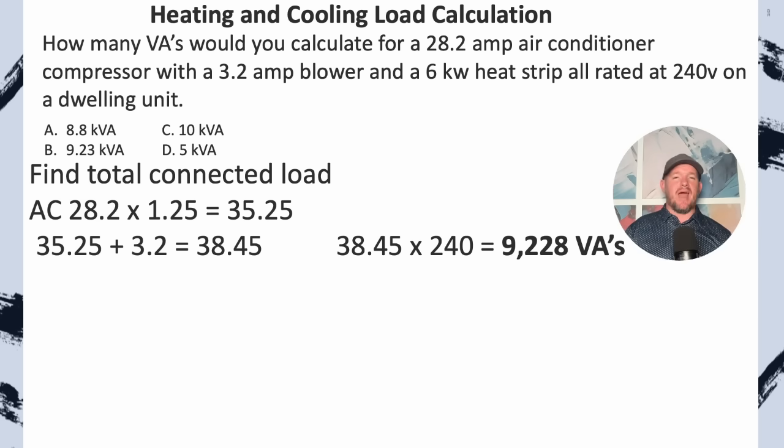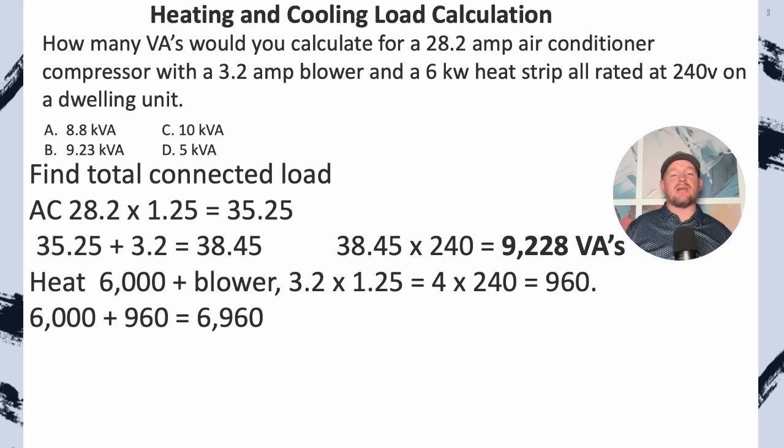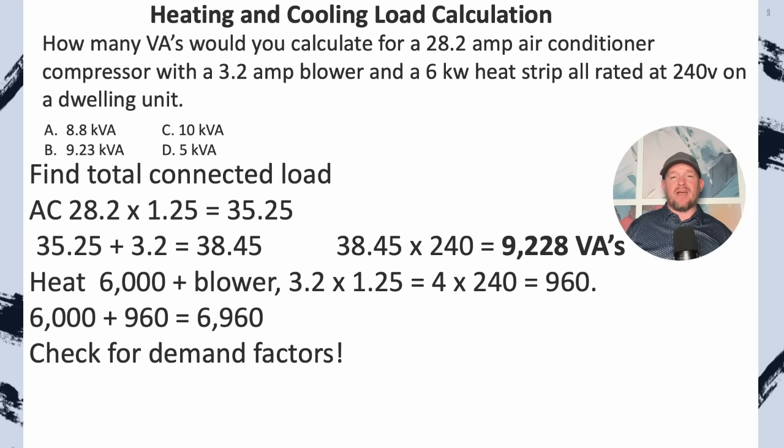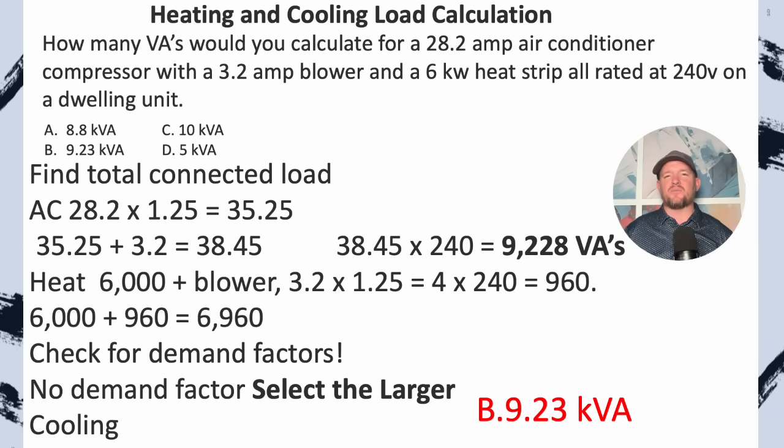Now, let's do the heating. We had a 6 kW heat strip plus the blower motor after we did all the math. So we took that 3.2 multiplied by 1.25, that equals 4. We take that 4 now and multiply it by the voltage to get the total. It's a total of an additional 960 VAs. When we total that up, it equals 6,960. No demand factors here. We just select the larger of the two, and in this case, it's going to be the cooling. And we select B.